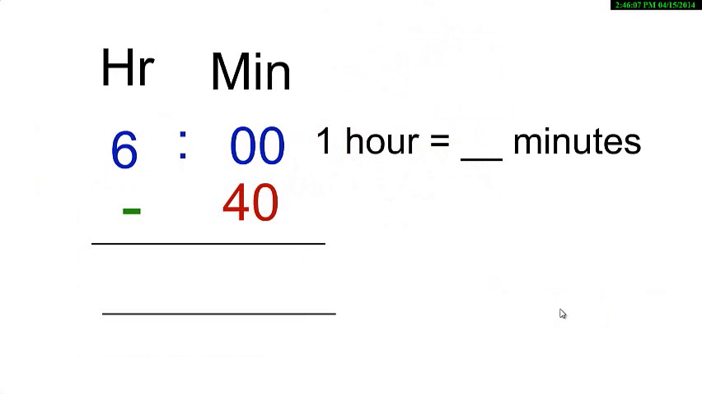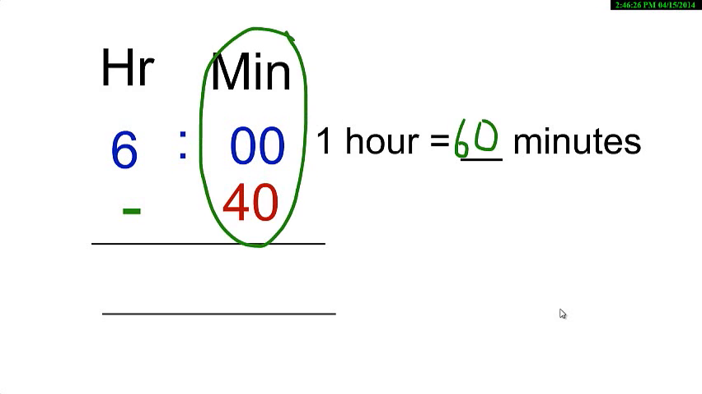Now look carefully at the numbers in the minute column. Can we remove 40 from 00? So we require to borrow 1 hour from 6. Remember, 1 hour is equal to 60 minutes. So when I borrow 1 hour from 6, I convert it to 60 minutes.